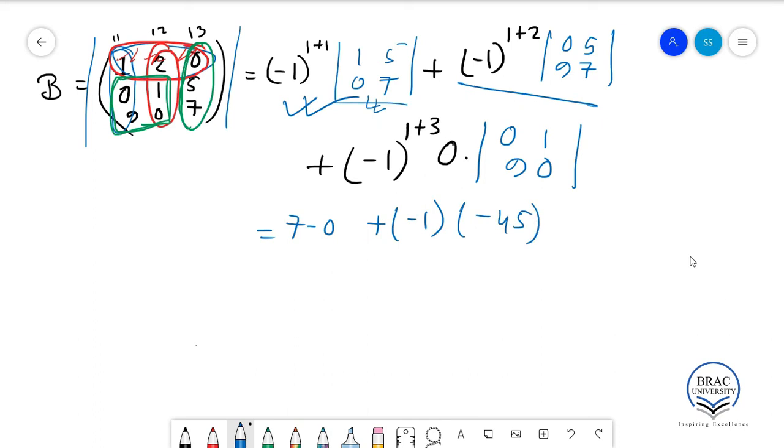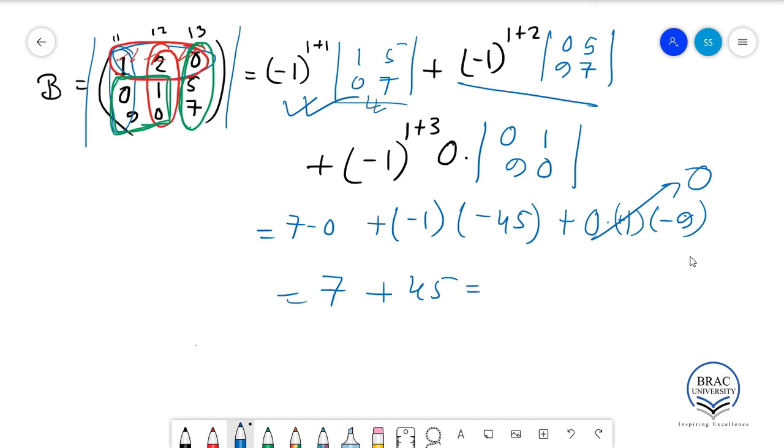And finally 3 plus 1 is 4, so this is just plus, and this is a 0, this is a 9, and you have 0 times plus 1, and this is just minus 9. So this is just 0, right? And this is 7 plus 45, 52.